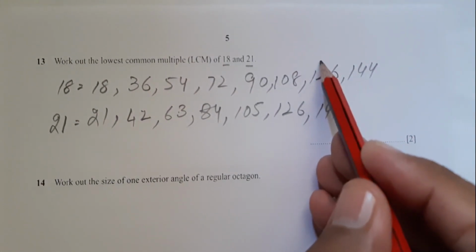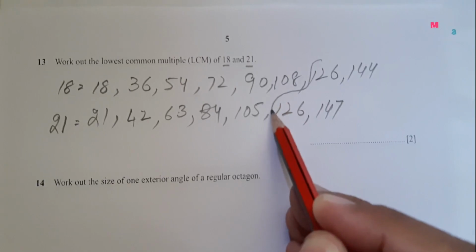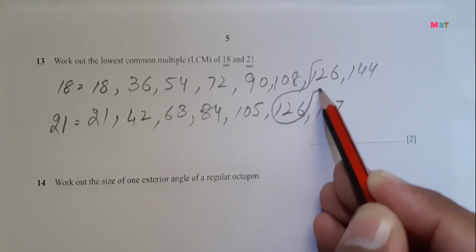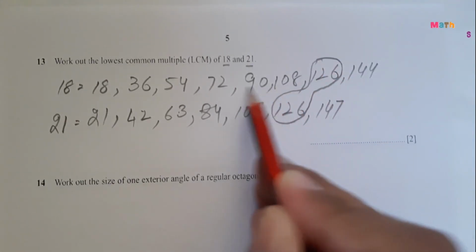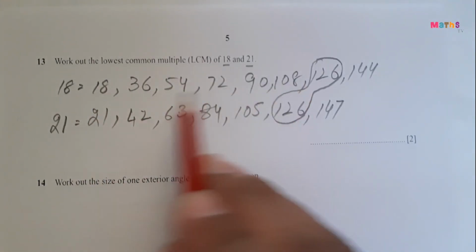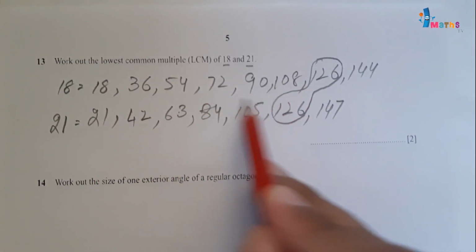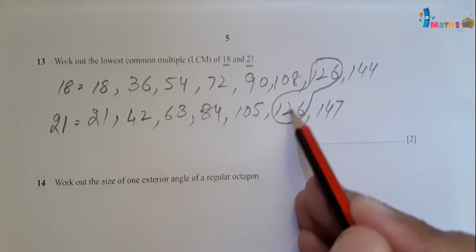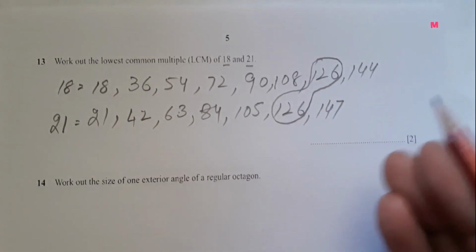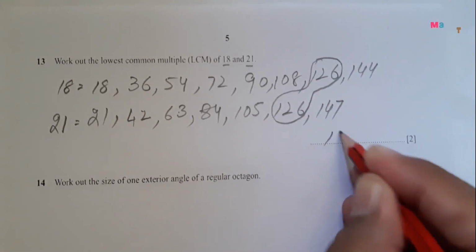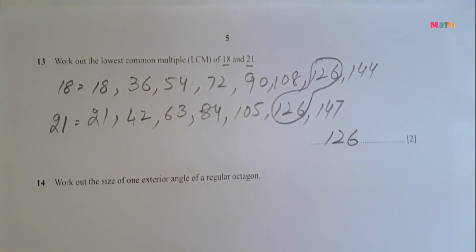We can see this 126 is common in both, so for the least common multiple, the lowest number from the multiples, we will check which one is common. So 126 is common in both, so our answer will be 126.